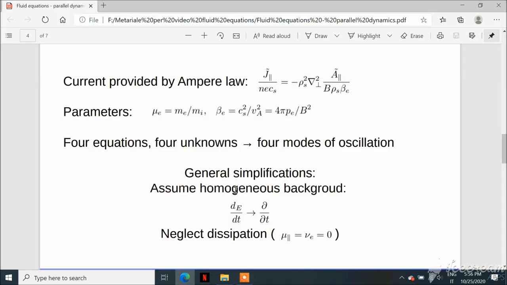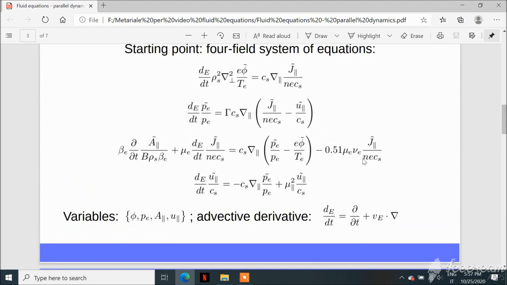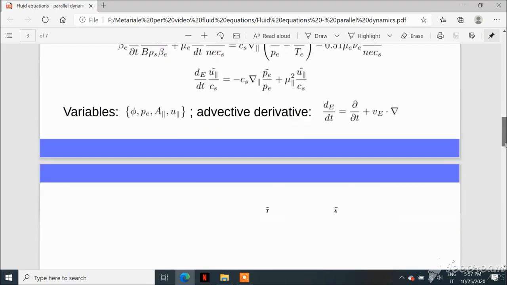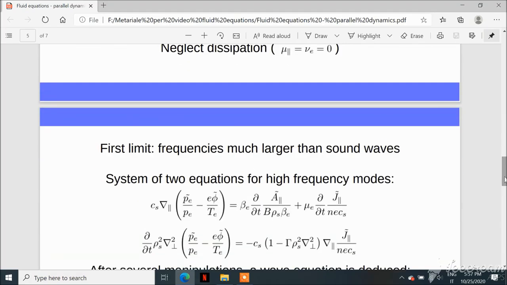So the main one is that we assume a homogeneous background. So we neglect the gradients of the equilibrium quantities, which means that the total derivative reduces to the partial time derivative, so without the advective term. And we also neglect dissipation, so we neglect in these equations the effect of viscosity, which enters here in the momentum equation, and the collision frequency, which will cause the Ohm dissipation. So the equations now are purely conservative, there are no dissipative terms.